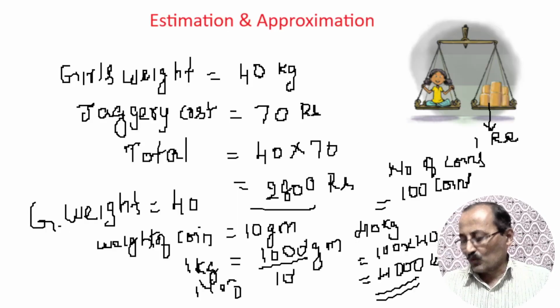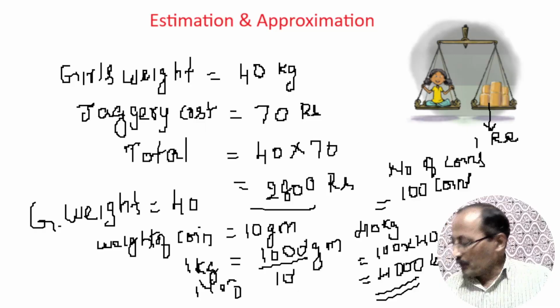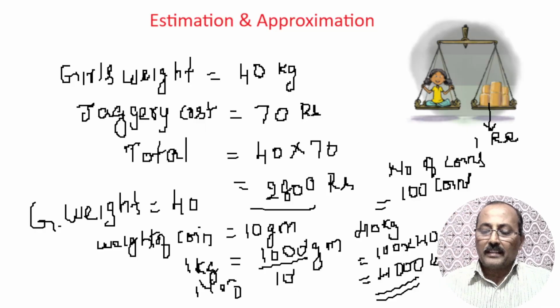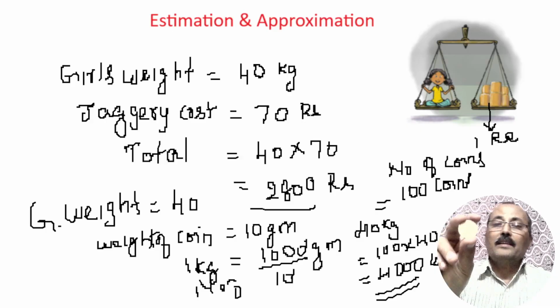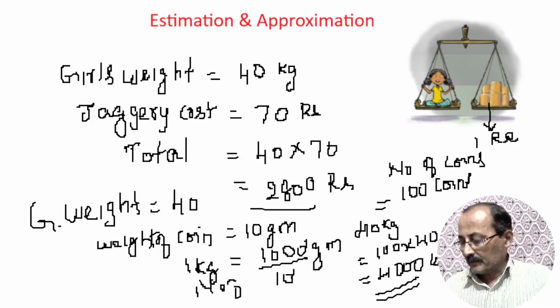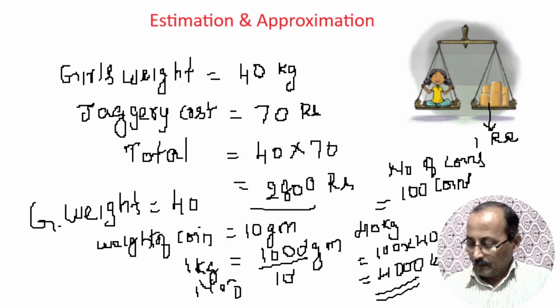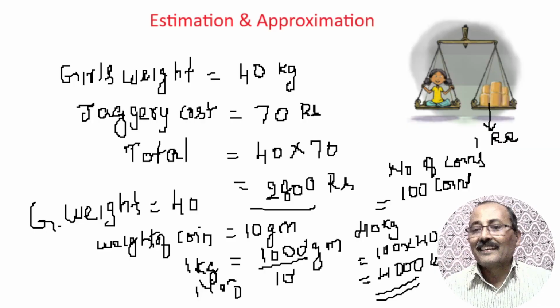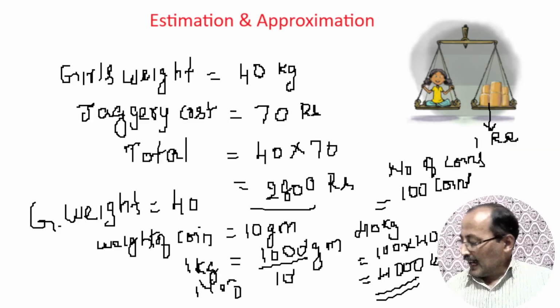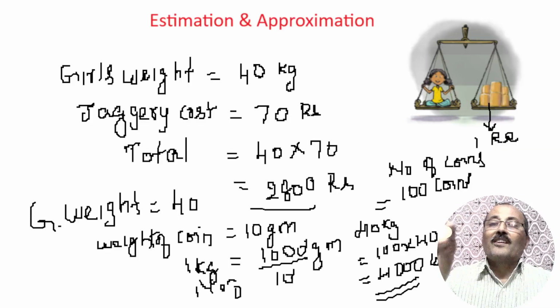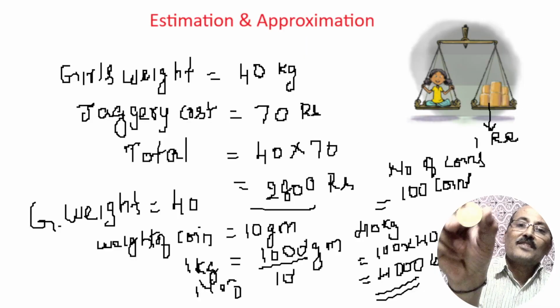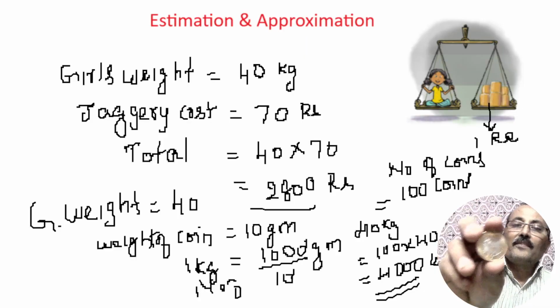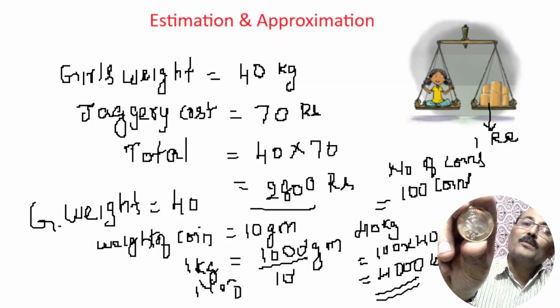Now, I am having a new 5 rupee coin, this one. I want to weigh this. That is 7 grams. Okay, 7 grams means you have to divide by 7 and get the answer. Next, I am having a 10 rupee coin. New 10 rupee coin is this one.